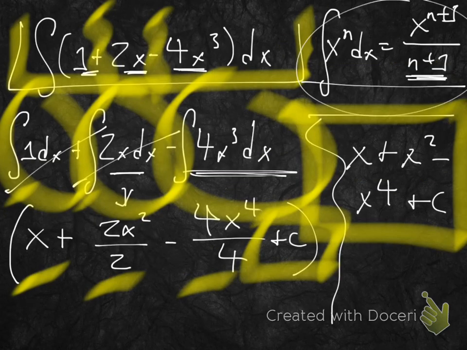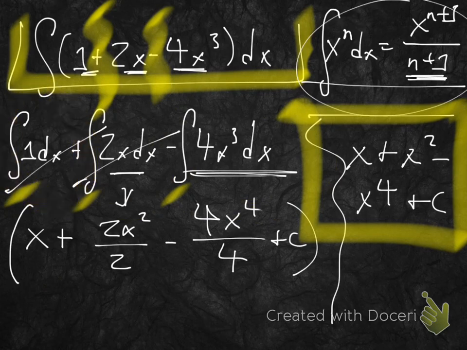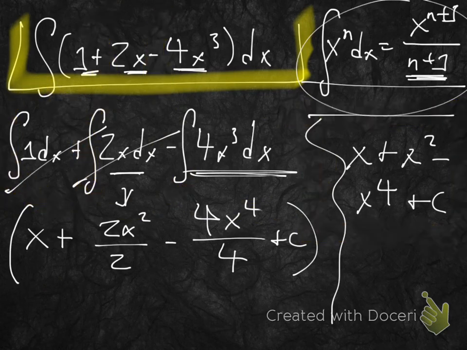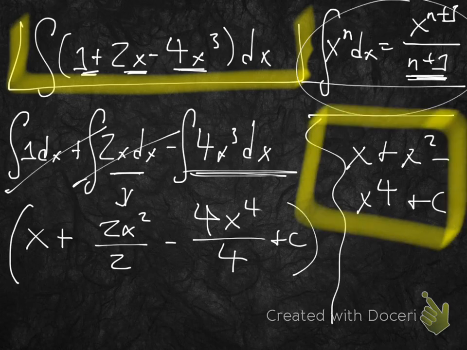And I think I really need some serious help with my overuse of this highlighter, so I apologize for that. That's just terrible looking. But all right, we're done. This is our final answer right here. X plus x squared minus x to the 4th plus any constant is the antiderivative, or the indefinite integral of 1 plus 2x minus 4x cubed dx.